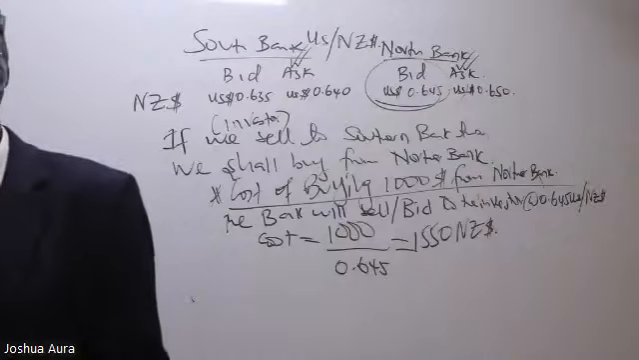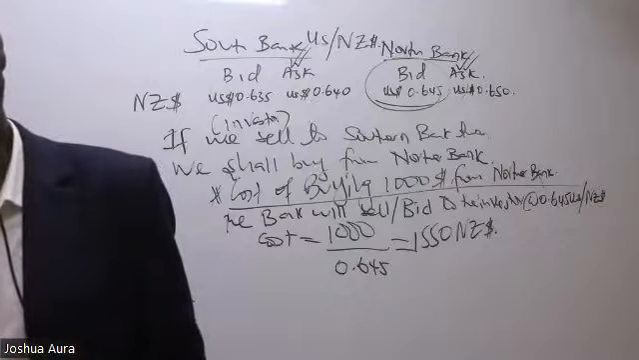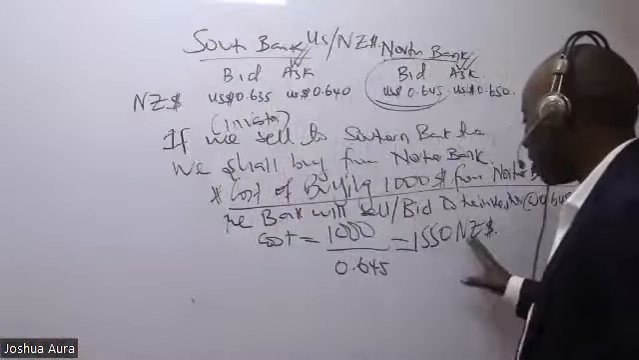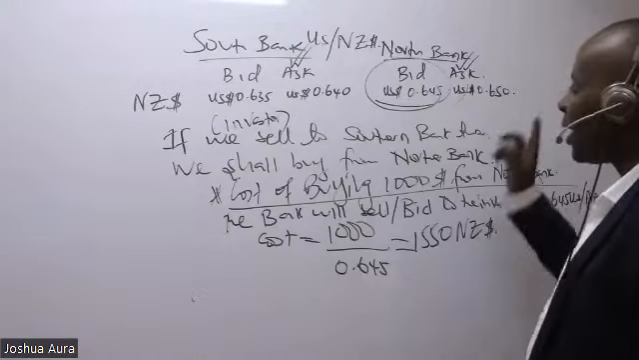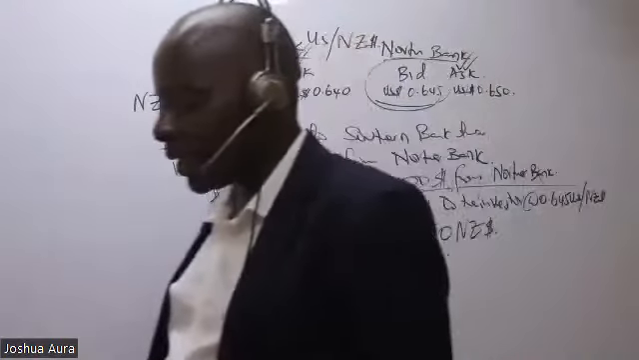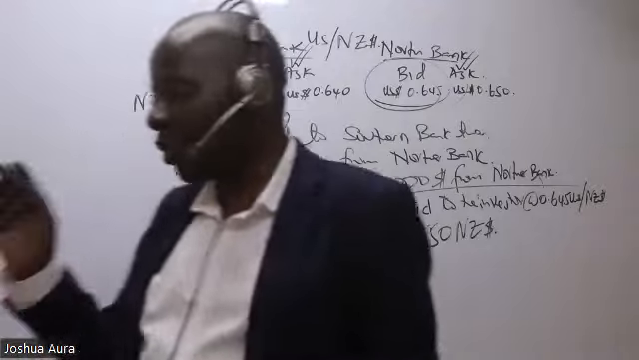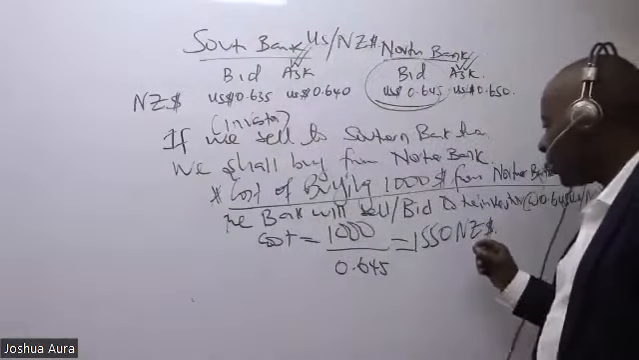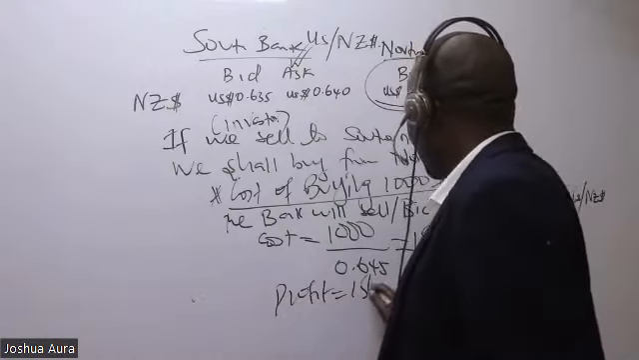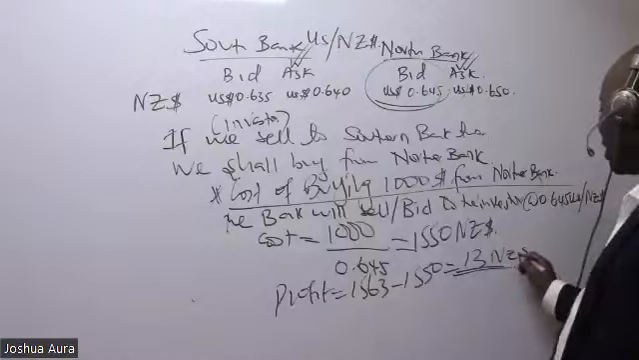And they're even going ahead to give me the profit there. So the arbitrage profit will be how much? You can see the cost here is this. And we had some revenue up there of 1563, if I remember. The profit will be 1563 minus 1550, which gives me 13 New Zealand dollars.